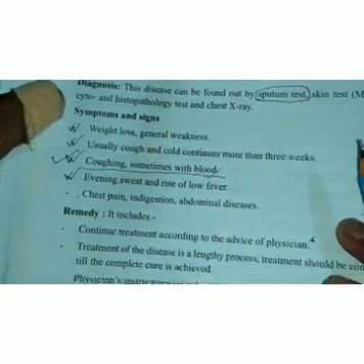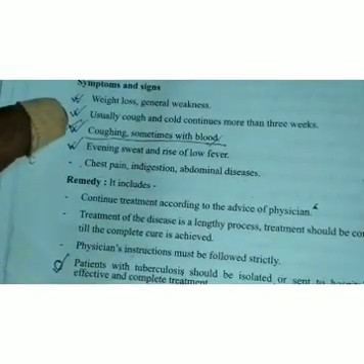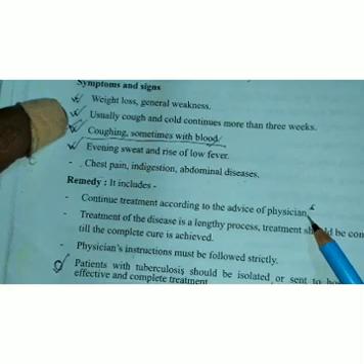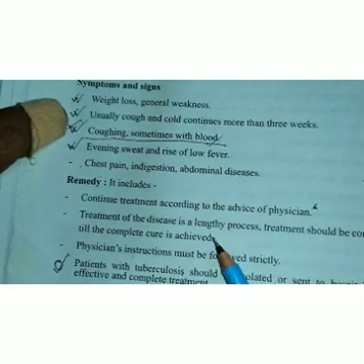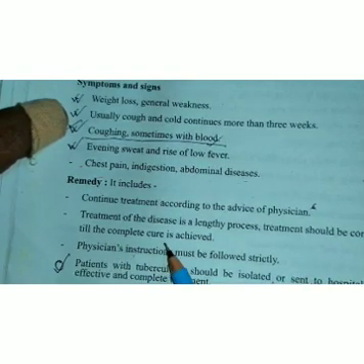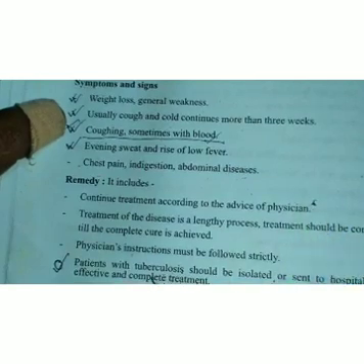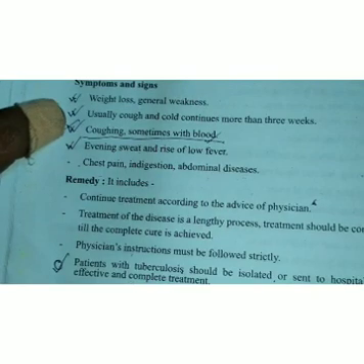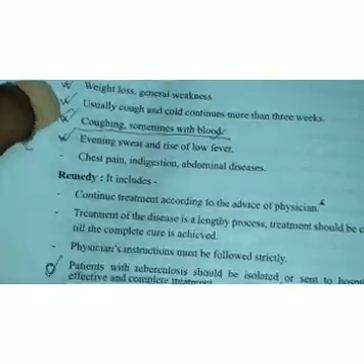We can add some remedies, like continued treatment according to the advice of a physician. Treatment is a lengthy process. Treatment should be continued until complete cure is achieved. The physician's instructions must be followed strictly. A patient with tuberculosis should be isolated or sent to hospital for effective and complete treatment.